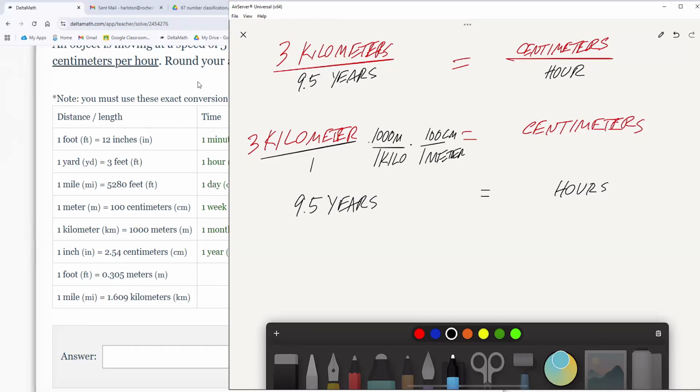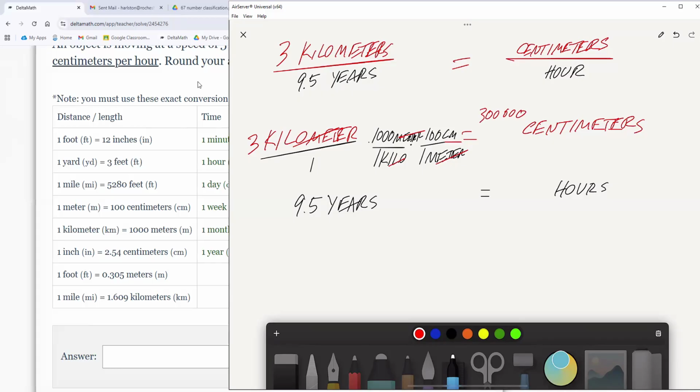Now, I know this is the right conversion because the kilometers cross out and the meters cross out and we're left with centimeters. So this is going to be 3 times 1,000 times 100. This is a pretty easy calculation. All I have to do is count the zeros. There's 5 zeros, so this is going to be 3, 1, 2, 3, 4, 5. That is 300,000 centimeters. 3 kilometers is equal to 300,000 centimeters.